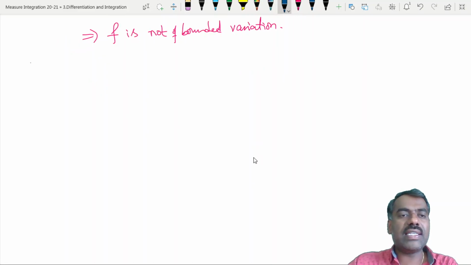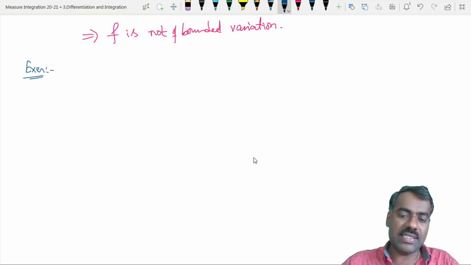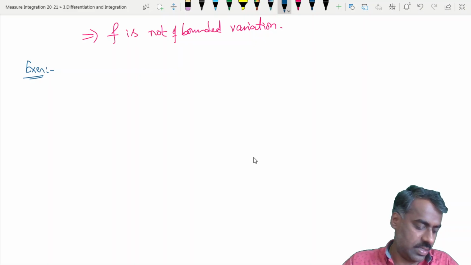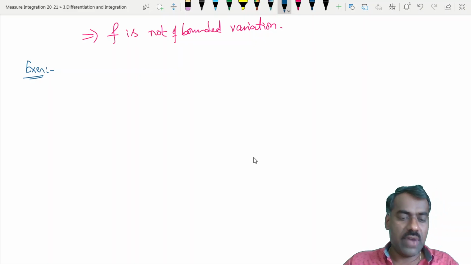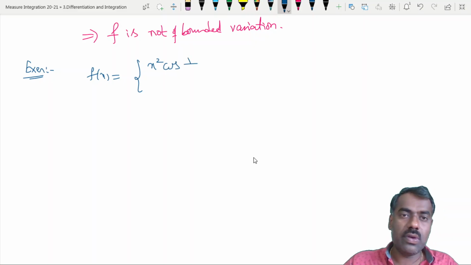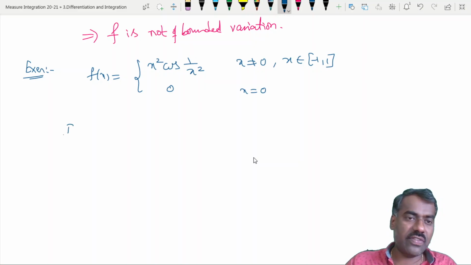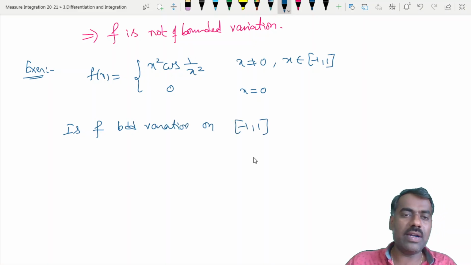Now take this exercise and check whether you get this problem or not. I'll give that exercise. Fine, so this one: f of x is equal to x square cos 1 by x square if x is not equal to 0 and x belongs to minus 1 to 1, and 0 if x is equal to 0. Check whether f is of bounded variation or not on this interval minus 1 comma 1.